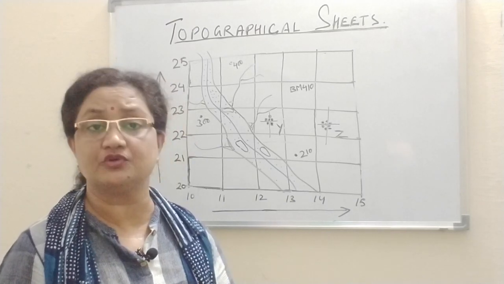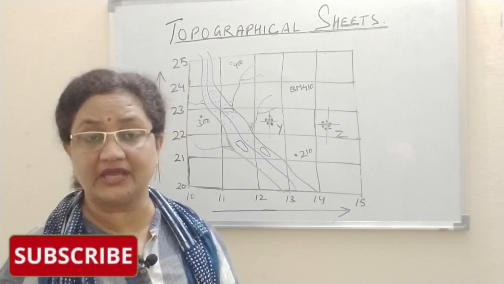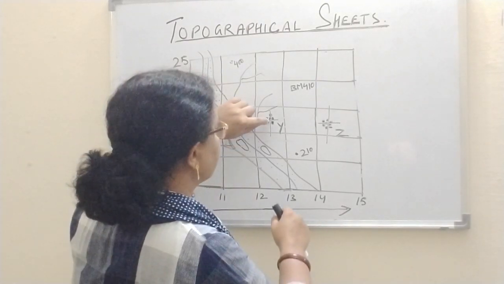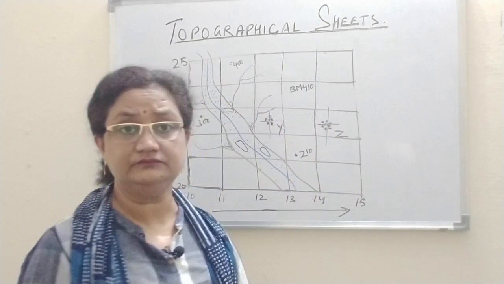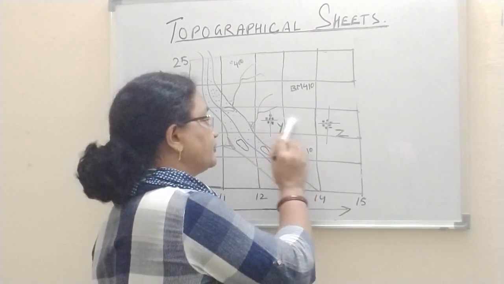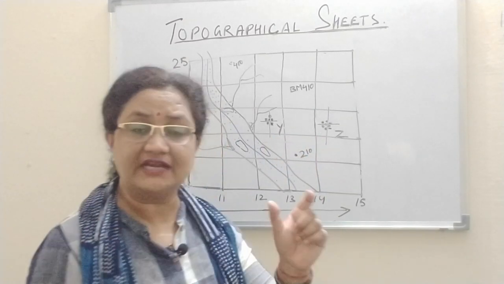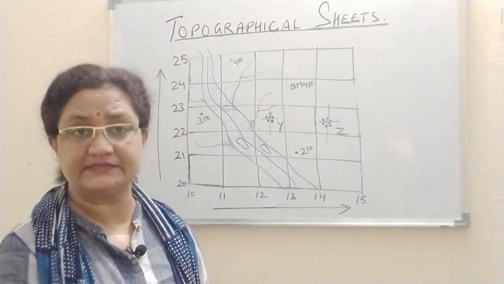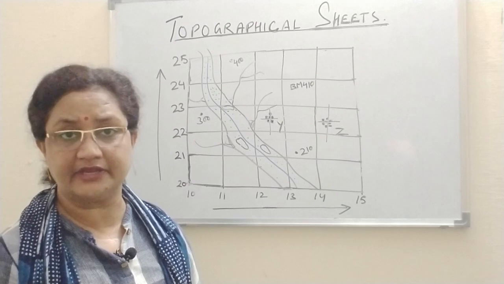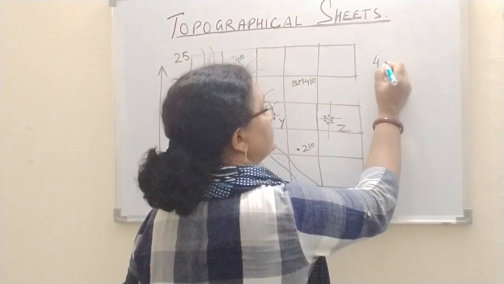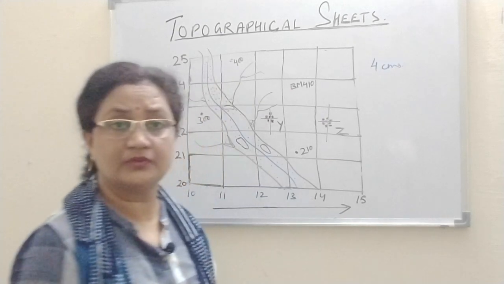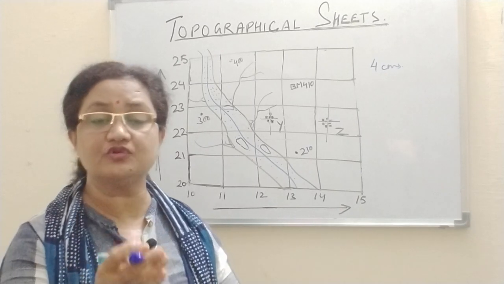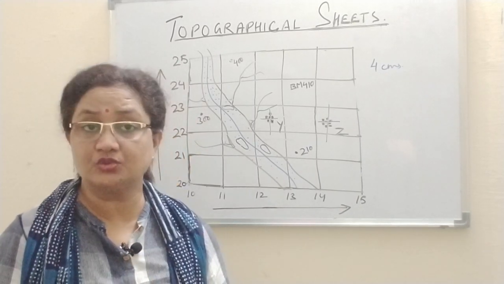Now the next thing you have to do is take the scale which you have in your geometry box. You will measure from this point to this point. As you measure the direct distance between this point and this point, it will be in centimeters, right? Suppose the distance between Y and Z is 4 centimeters. Now how to find out the actual distance on the ground? For that purpose we have to convert this into kilometers. How to do it?